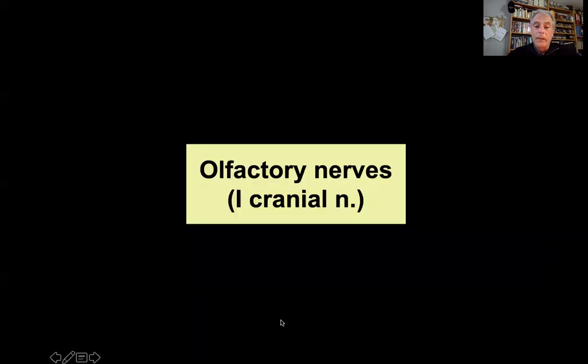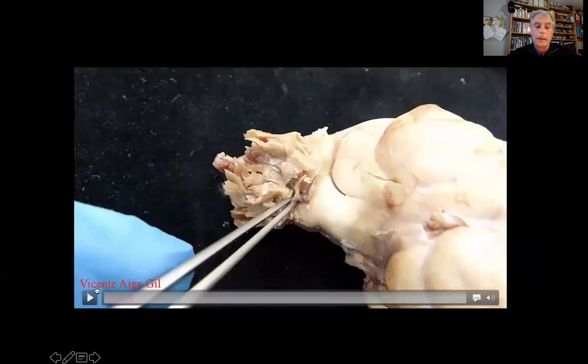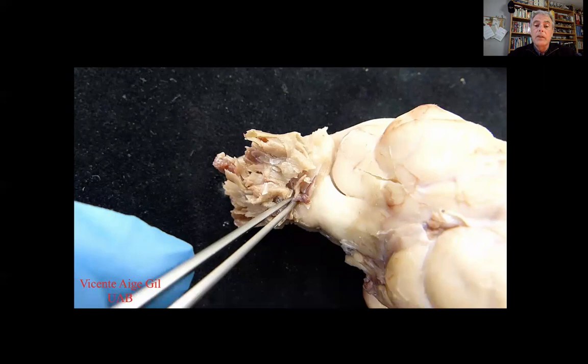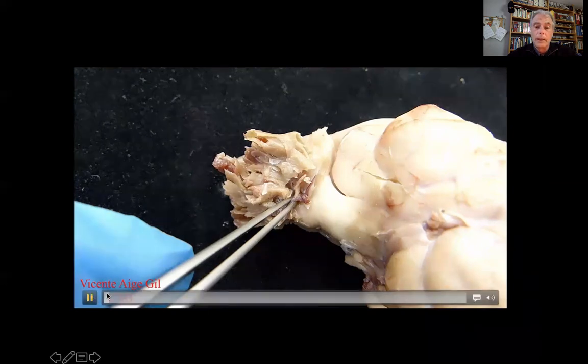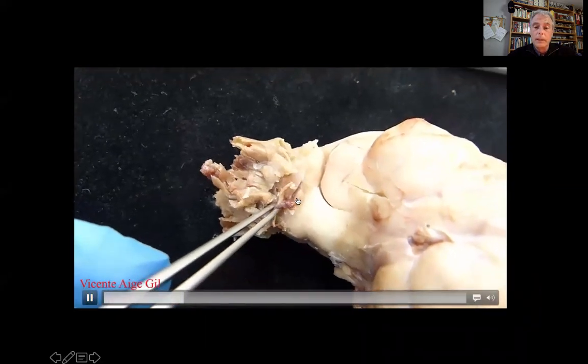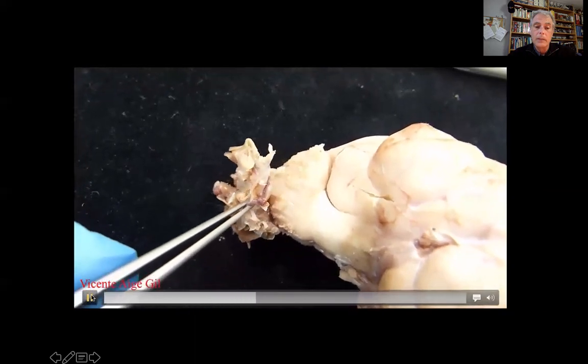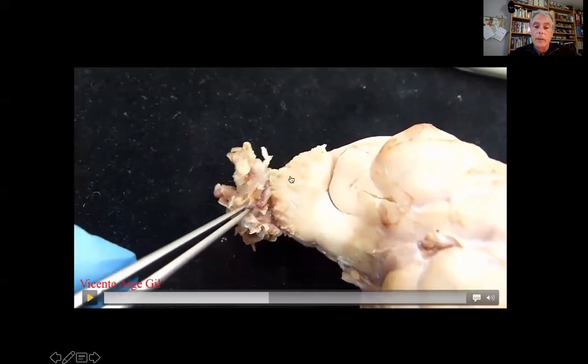We'll begin with the olfactory nerves. This is the first cranial nerve. Here in this video, you see an encephalon. I have removed the encephalon with part of the ethmoidal bone here, because otherwise it is quite difficult to get all these olfactory nerves. Now we are removing the ethmoidal bone and we identify the olfactory bulb that has a lot of nerves here.